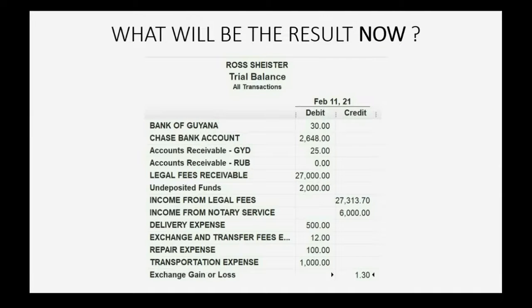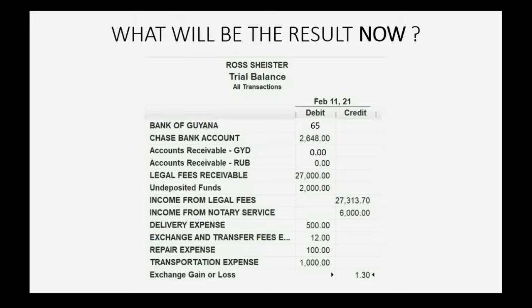So what will the result be after we receive payment on February 15th? Well, we received all of the money for the open invoice. So the accounts receivable Guyana should go down to 0. And the amount in US dollars of 5,000 units times 0.007 would mean we received 35 US dollars into our Guyana bank account, making the balance of the Bank of Guyana $65.